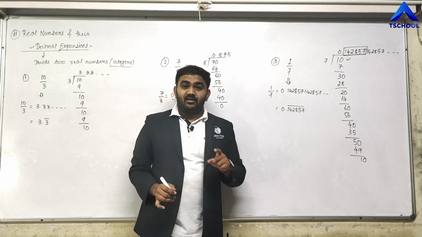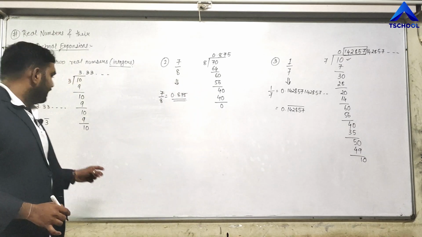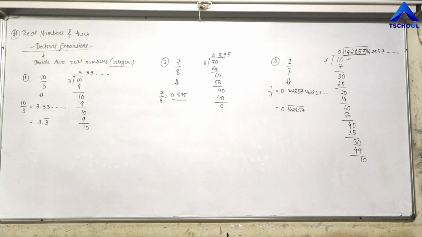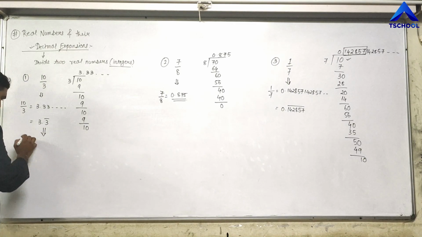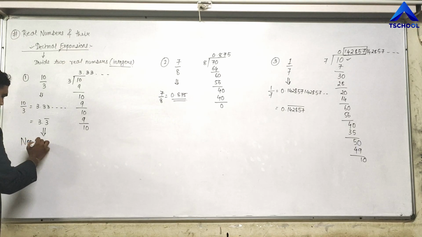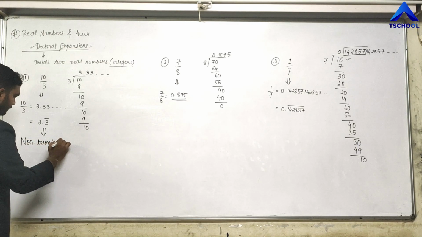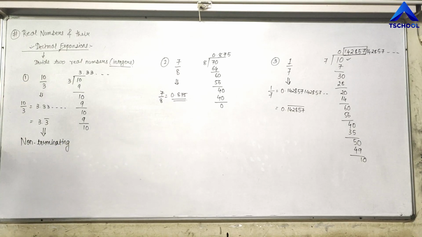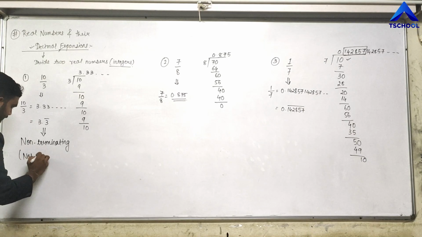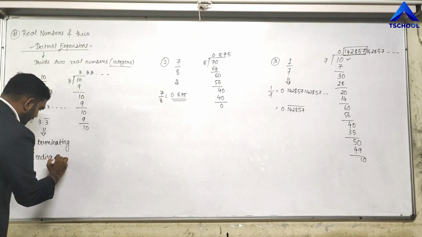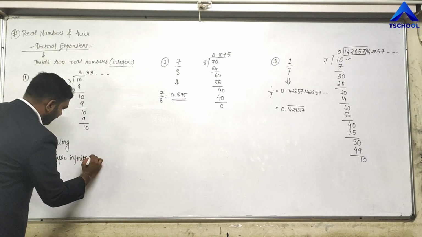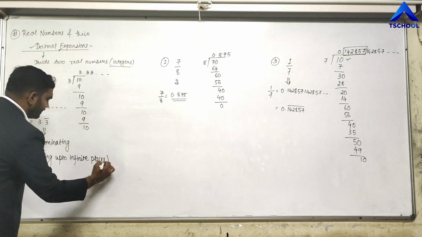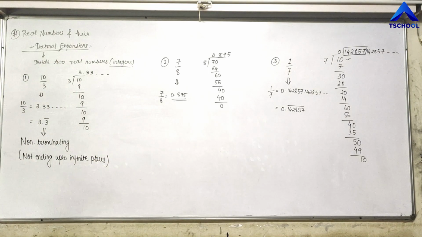But see here, what is repeating? A block of numbers is repeating, and here only a single number is repeating. Is it clear? So what can you say about this? This is again a non-terminating number. Non-terminating means it is not ending anywhere, not ending up to infinite places. That is known as a non-terminating number.